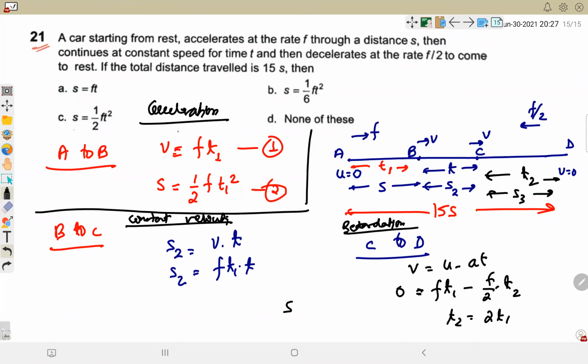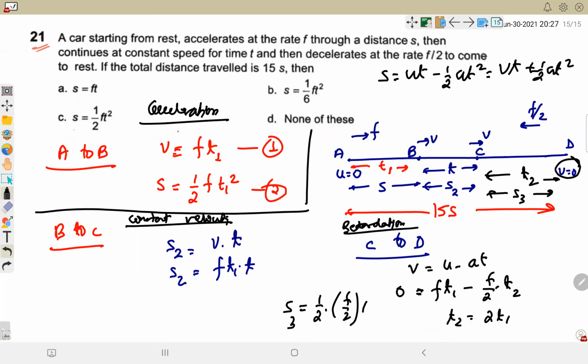And that distance S3. S3 कैसे कैलकुलेट करेंगे हम? S3 we can do with the help of second equation का एक थर्ड फॉर्म किया था हमने. When there is a retardation, S is equal to UT plus half AT square. तो यहाँ पर रिटार्डेशन है, अगर U को V में चेंज कर लोगे तो VT plus half AT square चेंज हो जाएगा. And since here V is 0, so that is half f by 2 into 2 t1 square. Right?